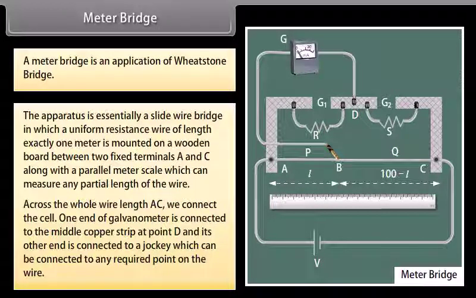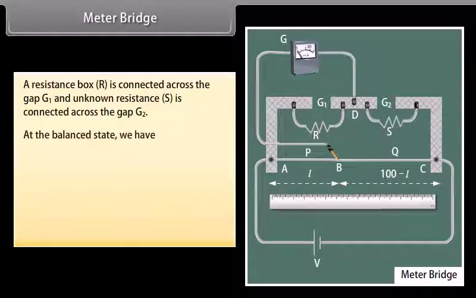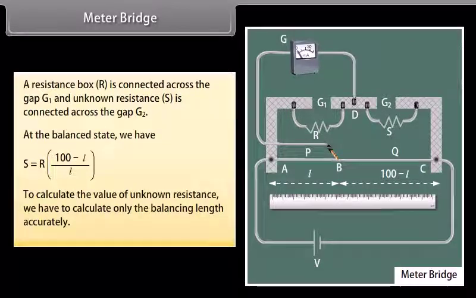One end of the galvanometer is connected to the middle copper strip at point D, and its other end is connected to a jockey which can be connected to any required point on the wire. A resistance box is connected across the gap G1 and unknown resistance is connected across the gap G2. At the balance state, we have S is equal to R times (100 minus L) upon L. To calculate the value of unknown resistance, we have to calculate only the balancing length accurately.